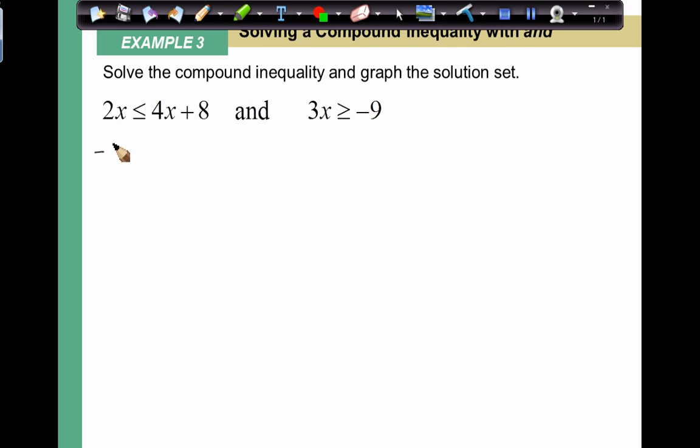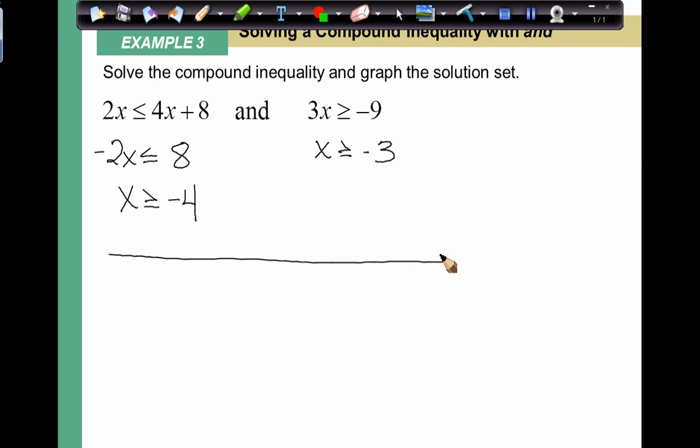4x from both sides. Negative 2x is less than or equal to 8. And we'll go ahead and divide both sides by negative 2. So x is greater than or equal to negative 4. Remember to go ahead and flip that inequality symbol. And let's solve the other one as well. We'll divide both sides by 3. x is greater than or equal to negative 3. Okay, and we want both of these conditions to hold.